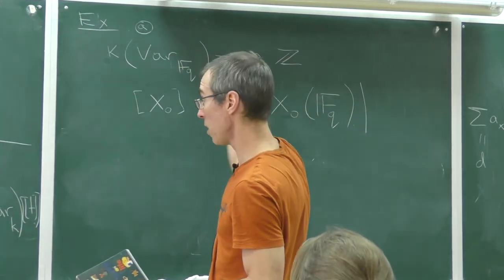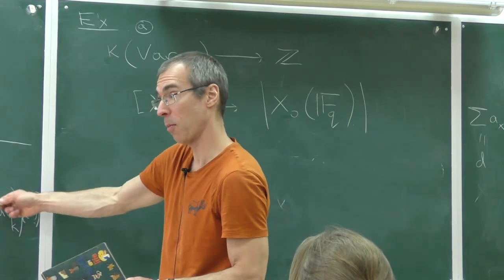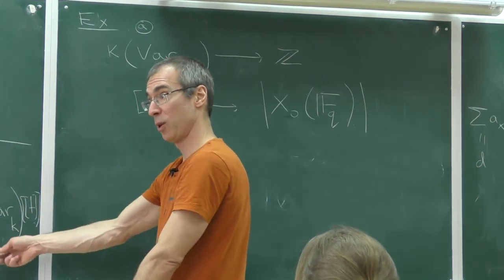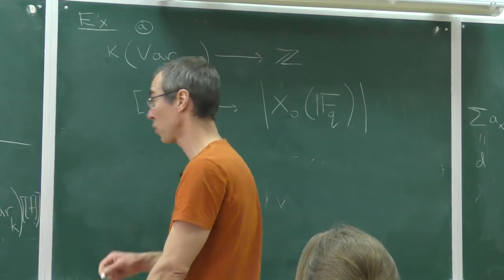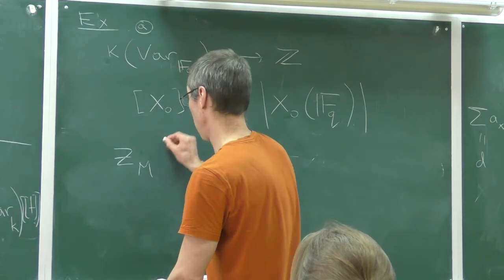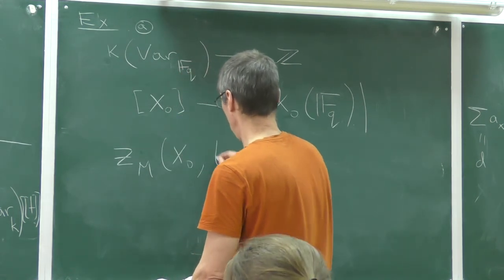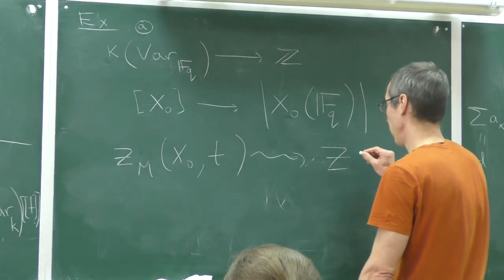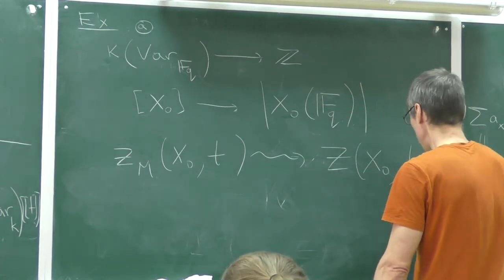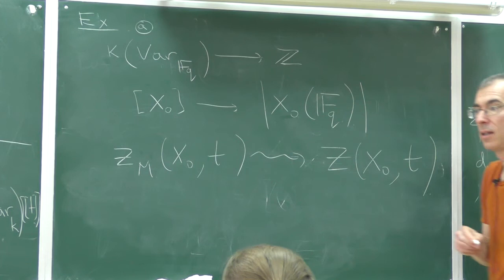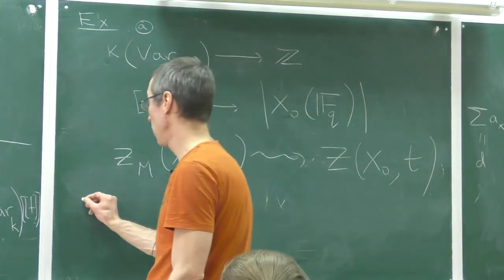So this defines a ring homomorphism. So I get a homomorphism from this ring of power series to just a power series with integer coefficients, and under this homomorphism, the motivic zeta function goes to the usual zeta function, the Weil zeta function. So in this sense, the motivic zeta function is a refinement of the usual zeta function.